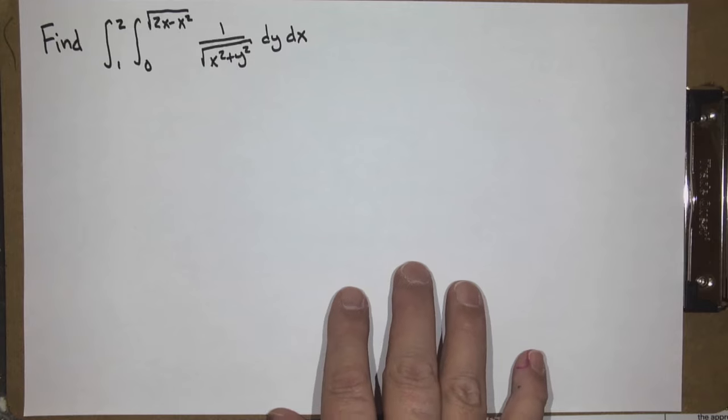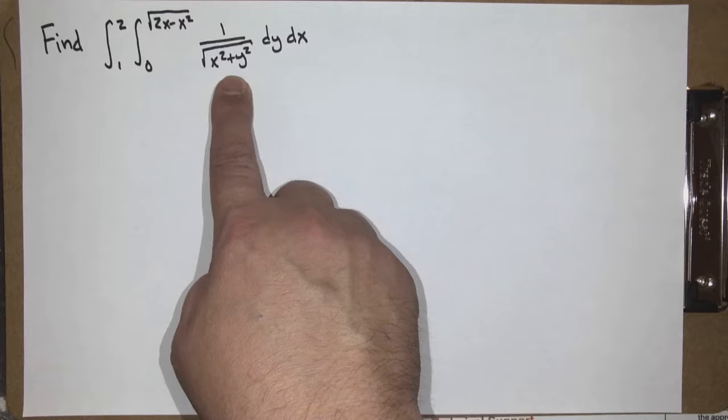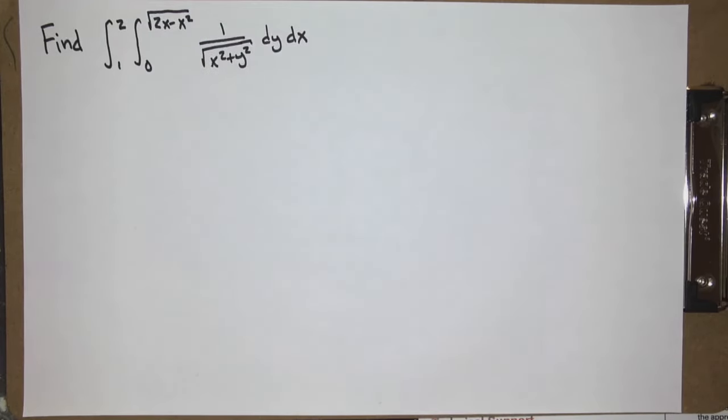Find the integral from 1 to 2, integral from 0 to square root of 2x minus x squared, 1 over square root of x squared plus y squared dy dx. All right. Again, everything's given to us in terms of x and y. In theory, we could integrate this with respect to x and y. Our theory won't last long because we look at it and say, no thank you. I don't want to integrate that. So we say, okay, what are our options?